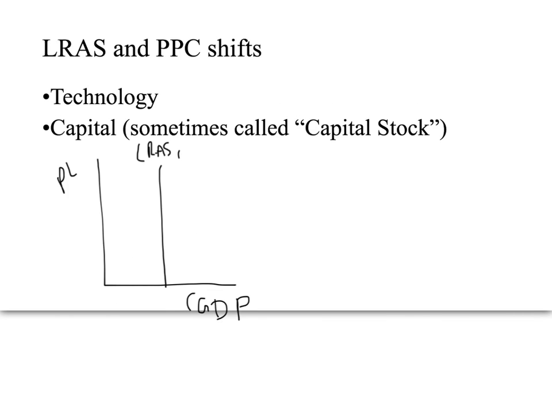So the two reasons we can shift LRAS are a change in technology, so we accumulate more technology that produces things faster, or we've accumulated more capital, or maybe more resources, such as more labor. Maybe the population goes up to 500 million Americans. So we're able to produce more overall and forever, so it's sustainable. Then we can shift it to the right, which would indicate here the change from LRAS 1 to LRAS 2, showing that real GDP, the potential of our economy, has increased.